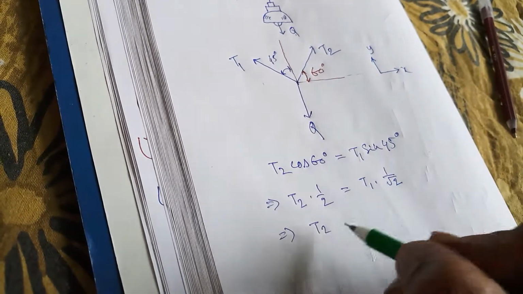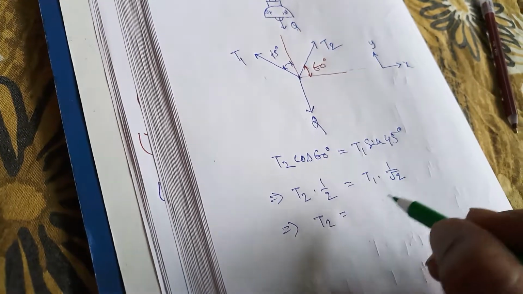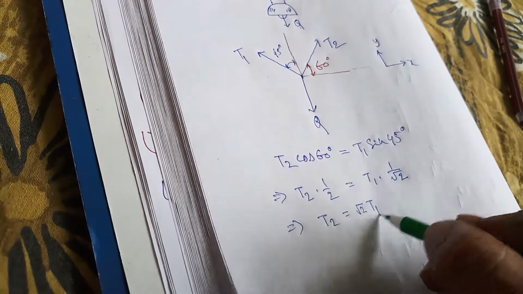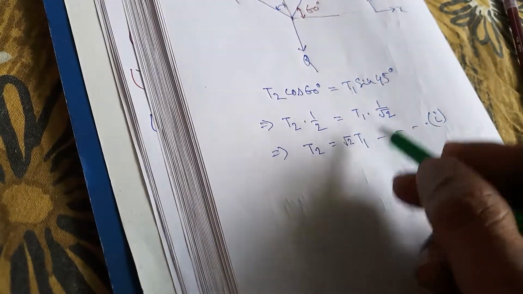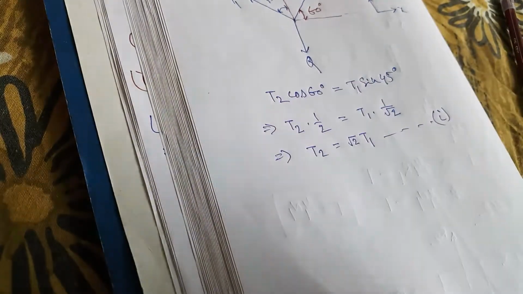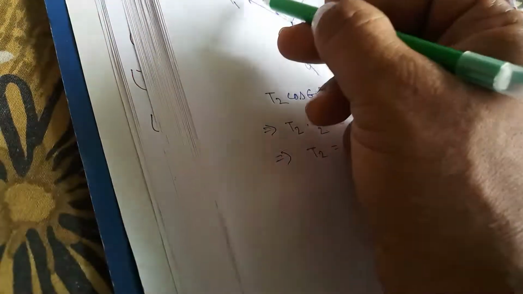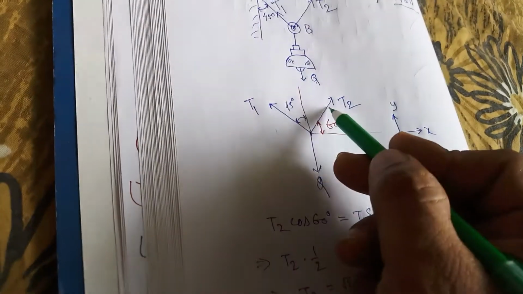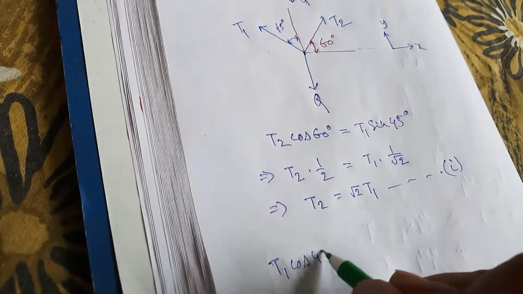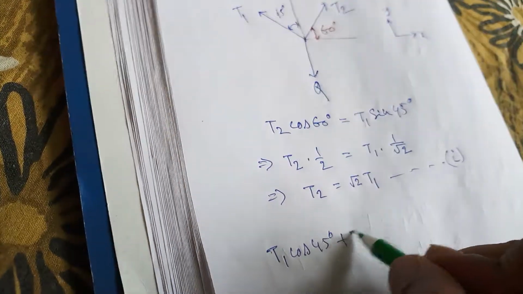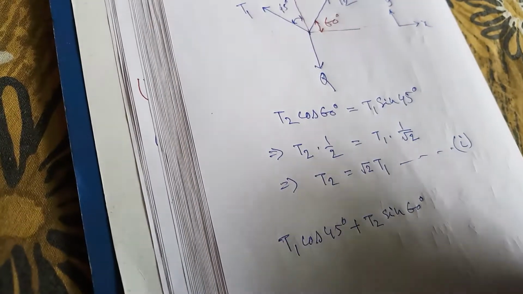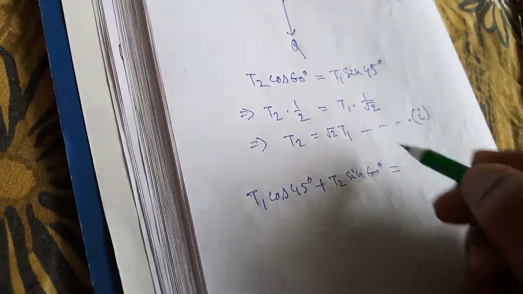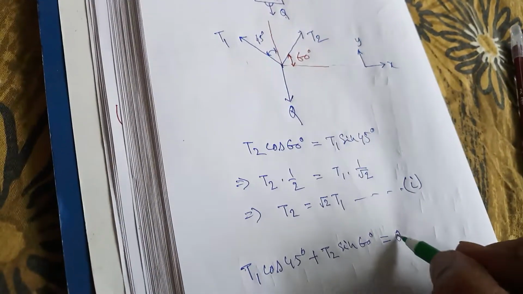Cos 60 means half and sin 45 means 1 by root 2. So from here T2 is equal to root 2 into T1. This is equation number 1. Now consider the y direction. Then you will get the component of T1 in the vertical direction plus the component of T2 in the vertical direction: T1 cos 45 degree plus T2 sin 60 degree is equal to the downward force Q.